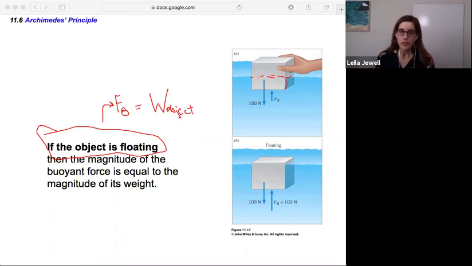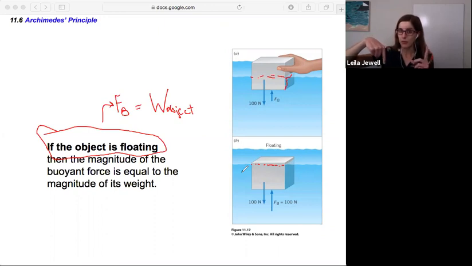So it may not be enough that they balance out. The object will keep sinking. But there may be a point where enough water is displaced when it goes deep enough that the object is able to float. And if it is floating, we know that the downward and the upward forces need to balance. So the weight of the object is exactly equal to the buoyant force.